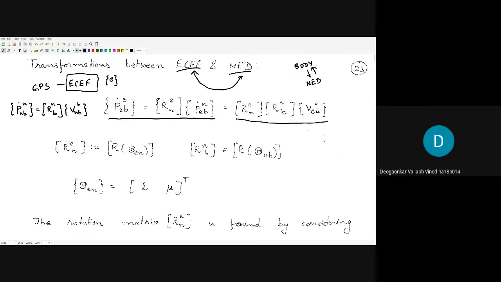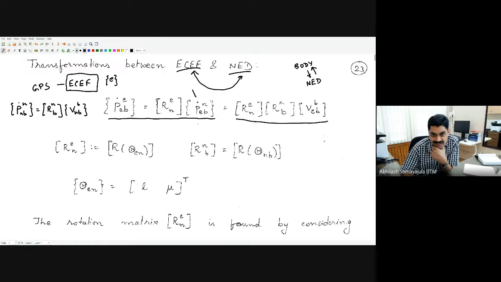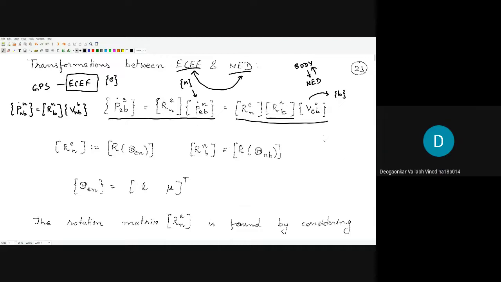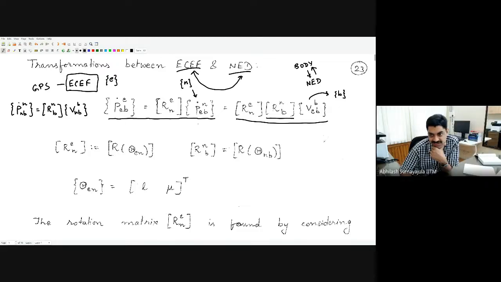So the velocity in the body frame and then convert it into the N frame. Correct. So the velocity here is in the N frame. I'm converting that into the velocity in the B frame. So therefore, I introduce this second rotation matrix from B to N. Now the velocity in the B frame is multiplied by this rotation matrix.